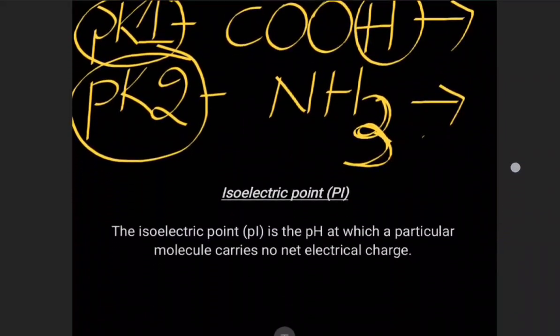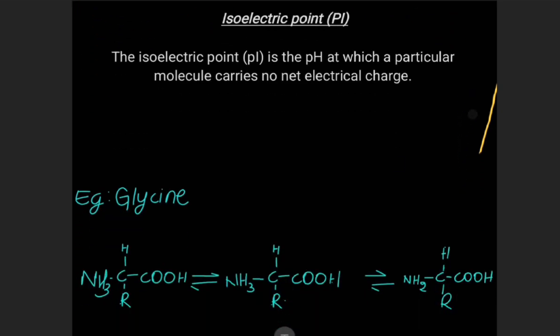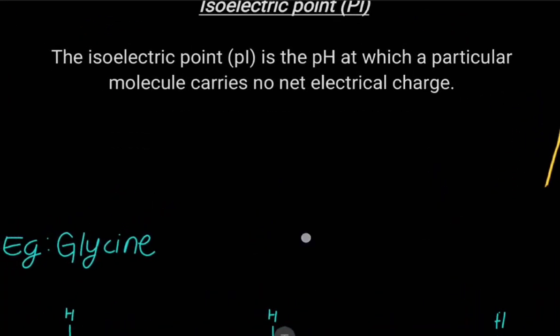So now let's talk about the isoelectric point and what exactly these pK1 and pK2 values are. Why is it important? Why do we need to know the pK1 value and pK2 value? So now let us see that. We talk about the isoelectric point now.